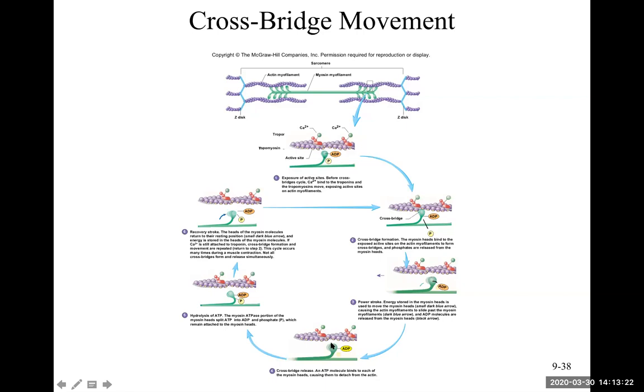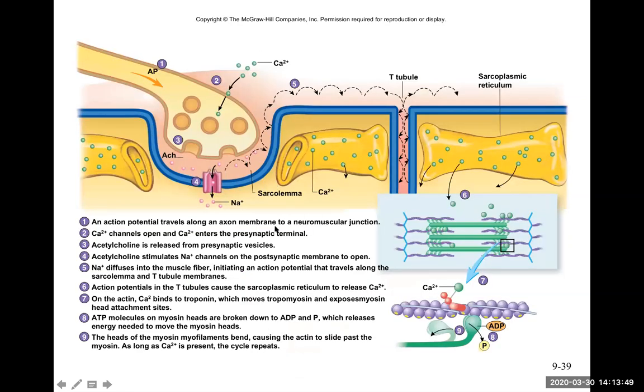If there's still open binding sites, what's going to happen then is myosin is going to reach up and pull again. With each cycle, this guy's going to pull one time. The ATP is going to drive that movement. Now, the weird thing is this: ATP allows us to contract, and ATP also is what allows us to relax, right?